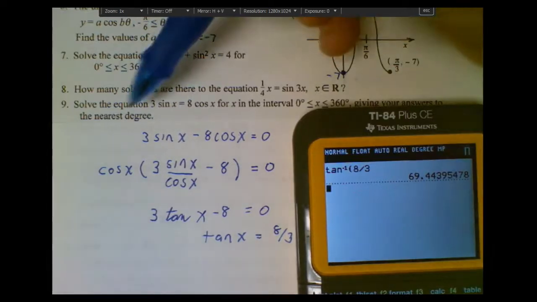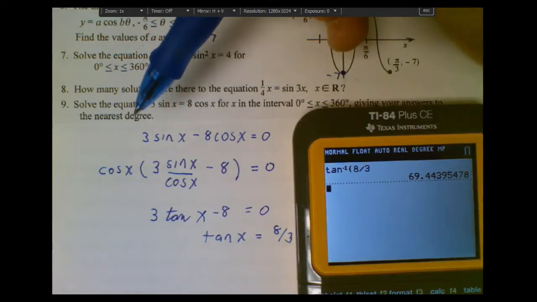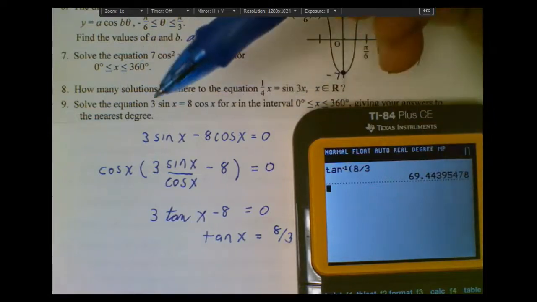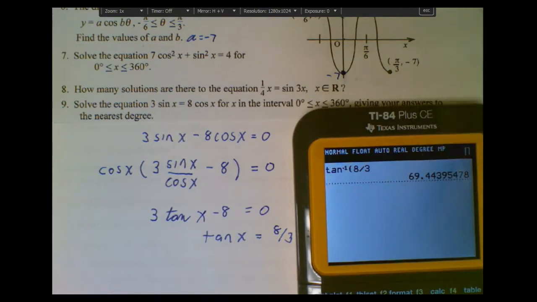This one did specifically say round to the nearest degree. Make sure you look for that on the test. If you don't do that, you'll lose a point. So it's a shame to do everything right but lose a point because you didn't follow directions. So round to the nearest degree in this case would be 69 degrees.